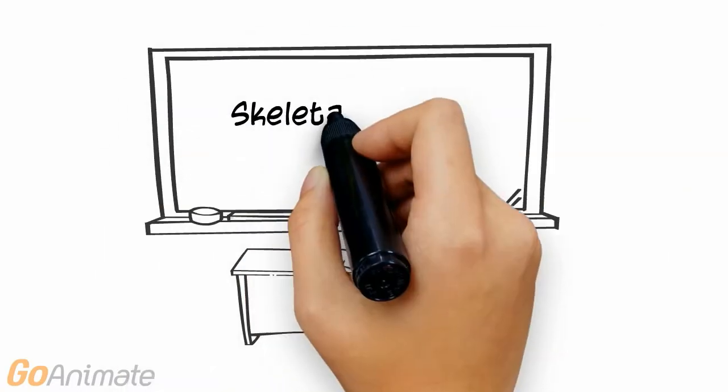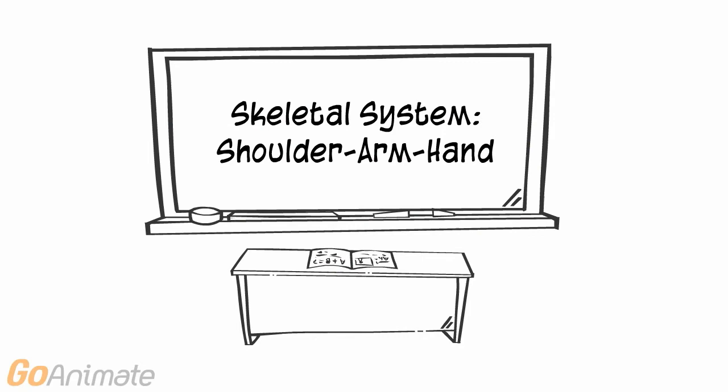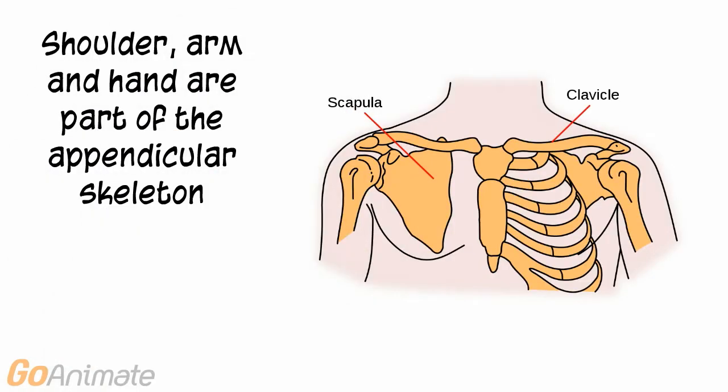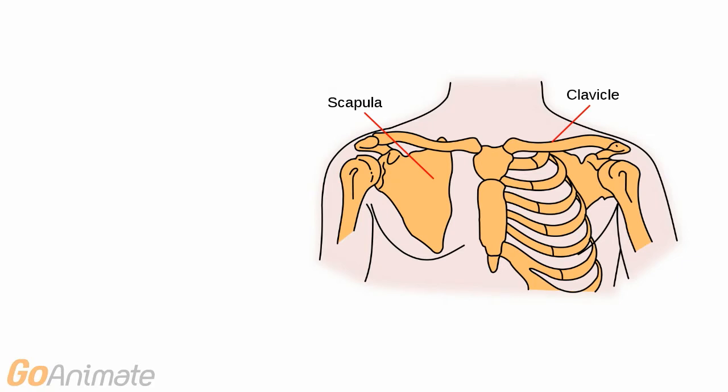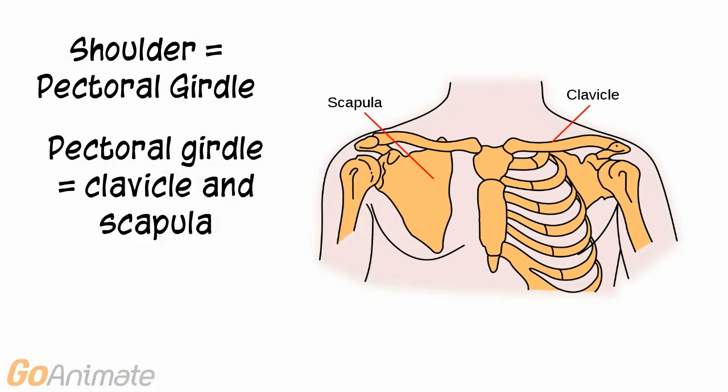Let's learn about the bones of the shoulder, arm, and hand. The shoulder, arm, and hand are part of the appendicular skeleton. The shoulder consists of the pectoral girdle, which includes the clavicle and scapula.